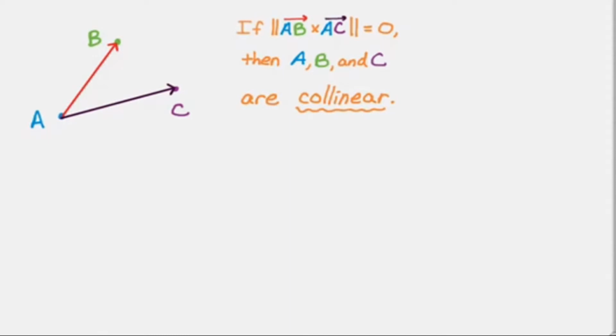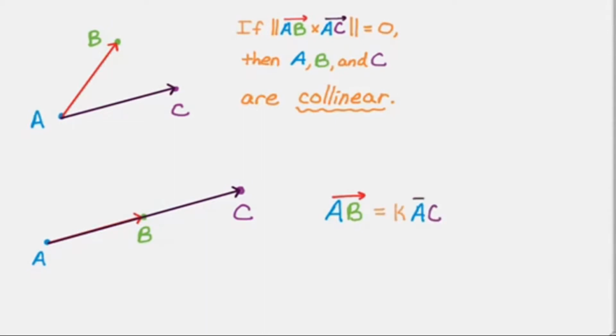It means these vectors are collinear, or they are lying on the same line. So it means A, B, and C are on the same line, maybe sharing A as the common point. In such a case, we can get vector AB as a scalar multiplication of AC, or alternatively vector AC as a scalar multiplication of vector AB. So in such a case, the two vectors are collinear.